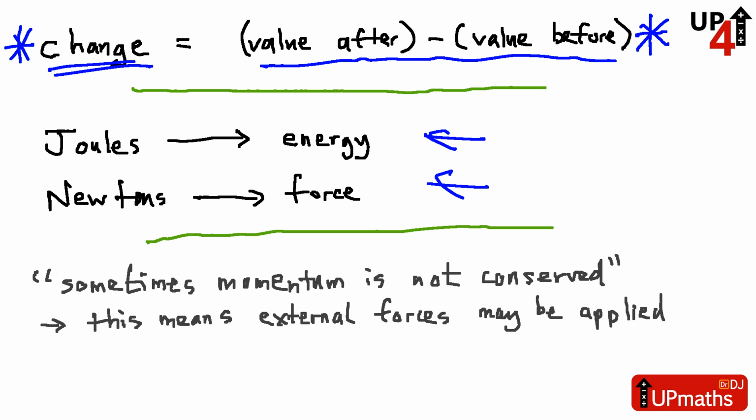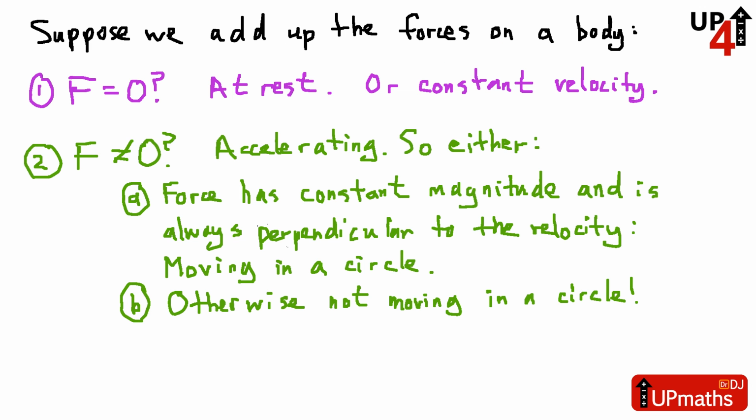Sometimes you'll see the phrase, sometimes momentum is not conserved. Well, what does that mean? That means external forces may be applied. Well, because then that means momentum isn't conserved. And I'm just like, does that really mean that? Because if there's an external force, then momentum's still conserved if you take into account where that force is coming from. Well, don't shoot the messenger. I hear a lot of people say, sometimes momentum is not conserved, and this seems to be what they mean by it. So now you know what to say to keep them happy.